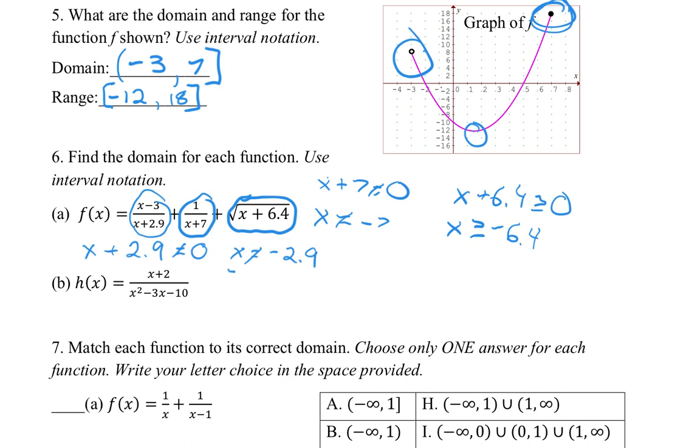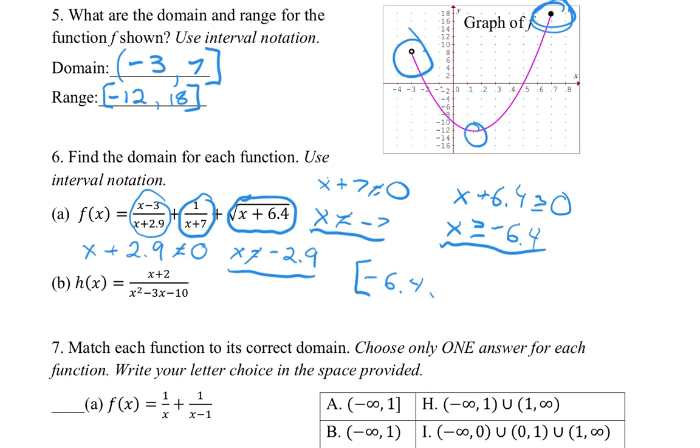Now we have 3 statements about the values of x. Okay? So first, we know that x can't be equal to negative 2.9, x can't equal negative 7, and x needs to be greater than negative 6.4. So first, we can say, okay, x is greater than or equal to negative 6.4. Now, what about this x can't equal negative 7? But since negative 7 is less than negative 6.4, we just won't consider it.